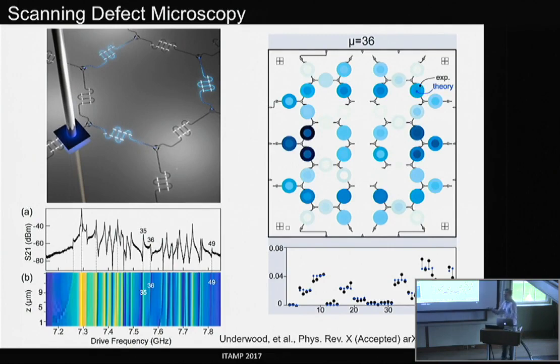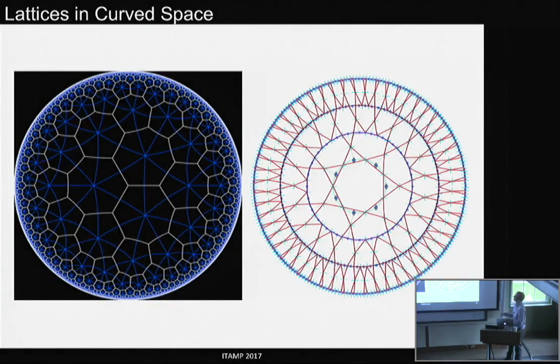From here, the question is, what's a good, fun, interesting lattice to study? And this is where having a smart and slightly crazy postdoc is always good. One thing we've been thinking about is lattices in curved space. The Kagome lattice, where three resonators come together, is great. But what if three resonators came together and instead of hexagons, you had heptagons or octagons or nonagons?